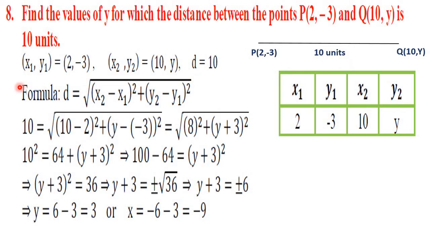So let us use the distance formula. Here the point (2, -3) is x1, y1, then x2, y2 is (10, y). The distance between these two points is 10 units. The formula is d equals the square root of (x2 minus x1) whole square plus (y2 minus y1) whole square. Let us substitute: the value of x2 is 10, minus x1, x1 is 2, plus y2, which is y, minus the value of y1 written in the bracket, which is minus 3, whole square.